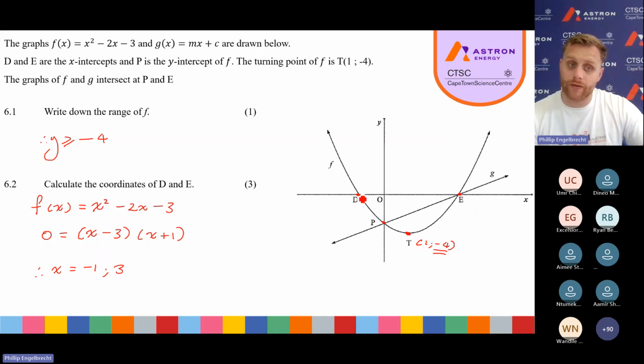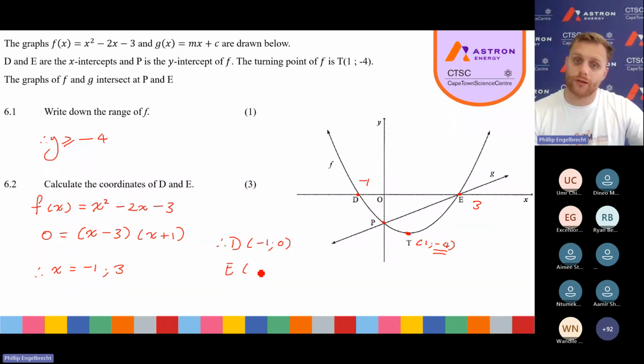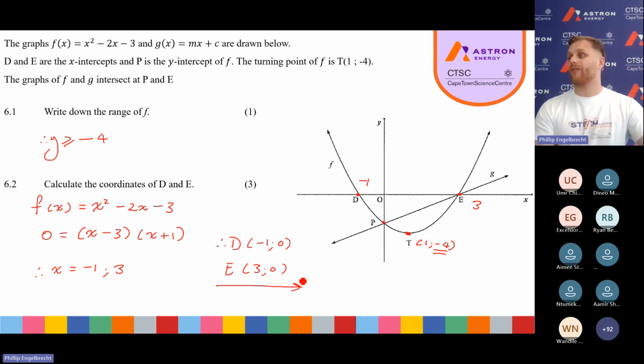So here's D over here at negative 1. Here's E at positive 3. So therefore, for D, the coordinate is (-1, 0). And for E, the coordinate is (3, 0). All right, and there is your final answer.